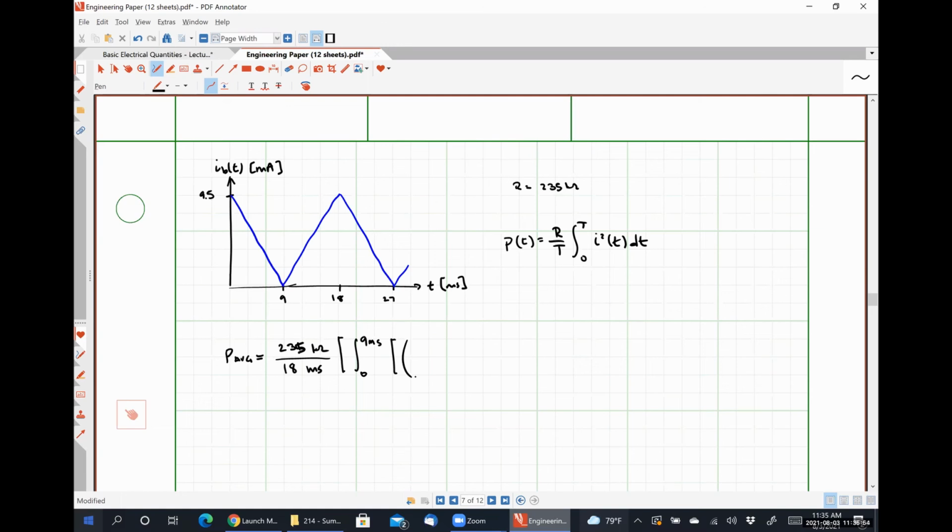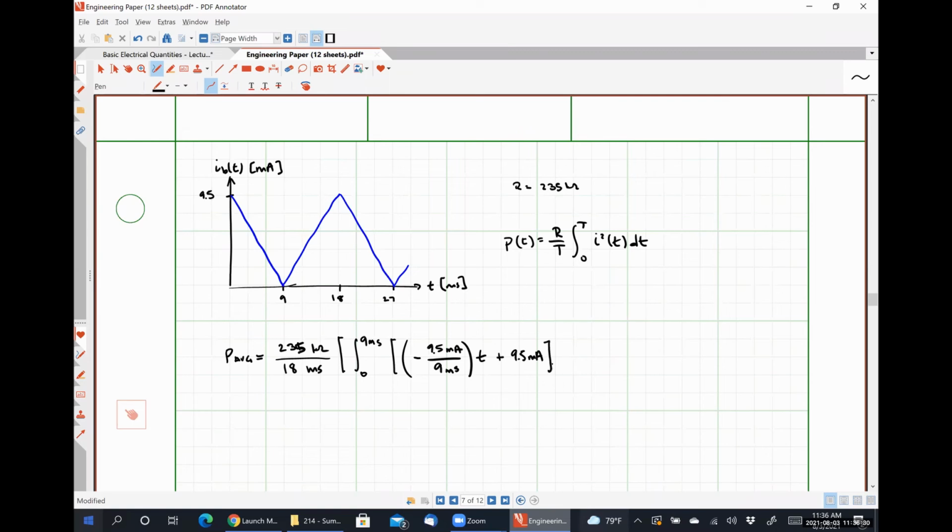Minus 9.5 over 9. So minus 9.5 milliamps for every 9 milliseconds. You've got to keep track of these units, because we're going to wind up squaring things in a moment. And if we don't keep track of the units, it's going to get real weird real fast. Times t. And then what is our y-intercept? Positive 9.5 milliamps.